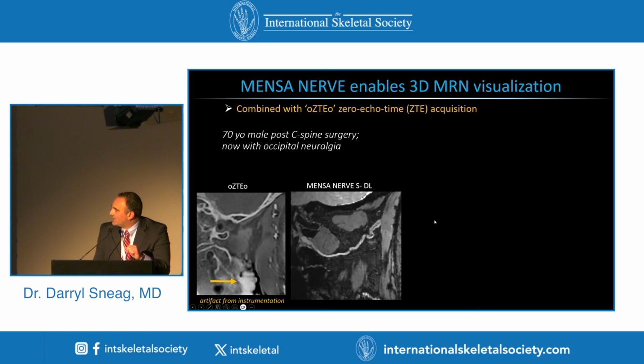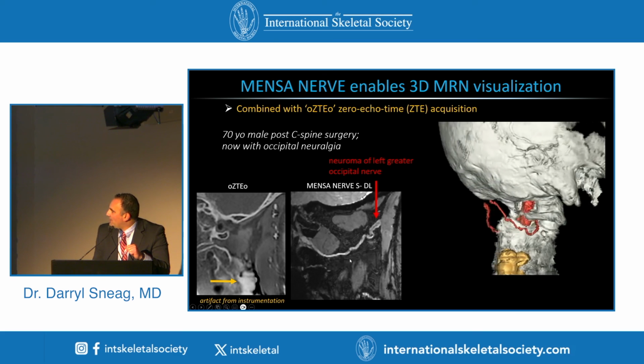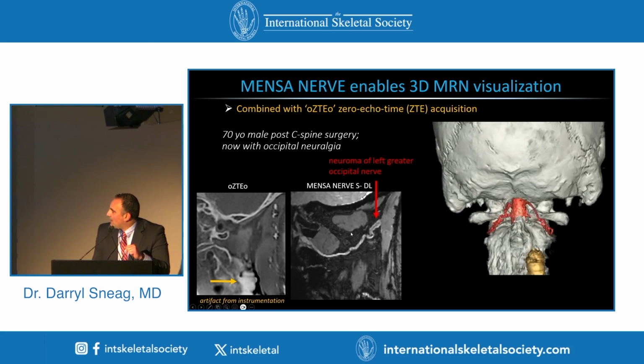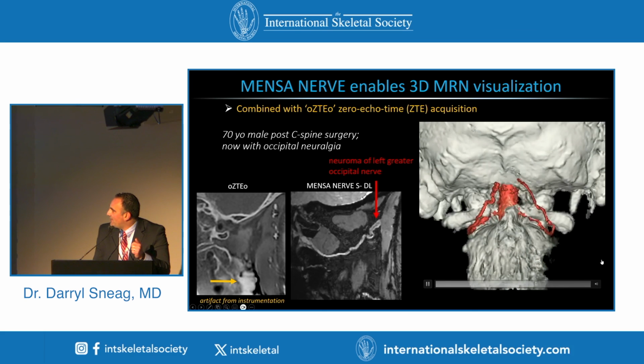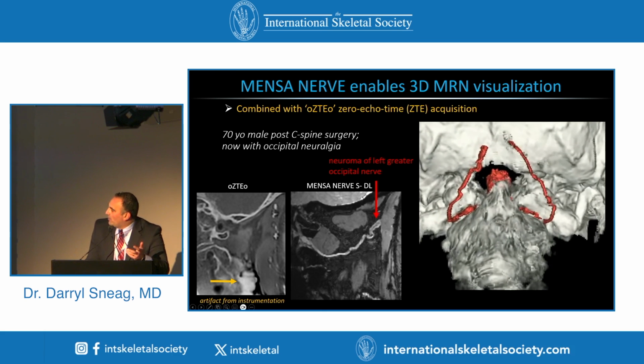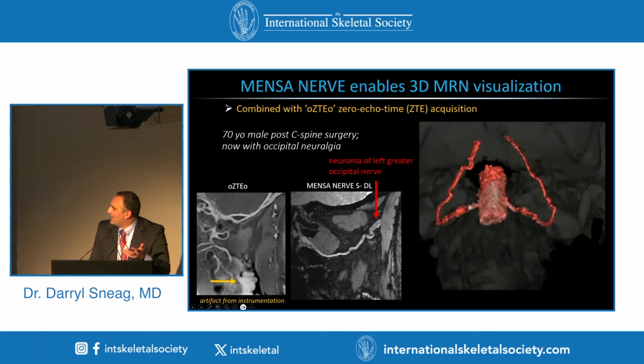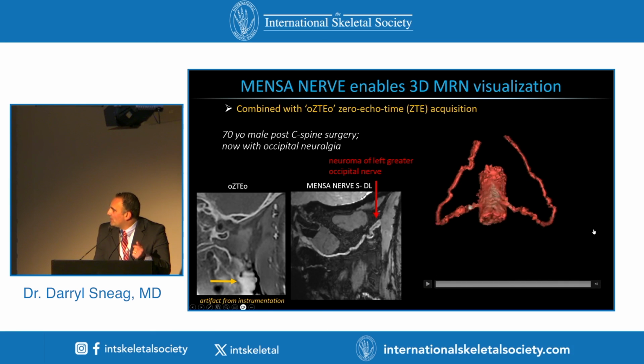And then here's the MENSA nerve DL, a curved MPR, showing the greater occipital nerve arising from the C2 DRG, the dorsal root ganglion. And here is marked enlargement of the left greater occipital nerve just before it pierces the semispinalis. Then you can take the MENSA and do a colored rendering of it, as well as the osteo, and fuse them together. I'm now more recently working with a plastic surgeon who does a lot of headache surgery, and I can illustrate to her, and hopefully she finds it useful, exactly what's going on and where it is.